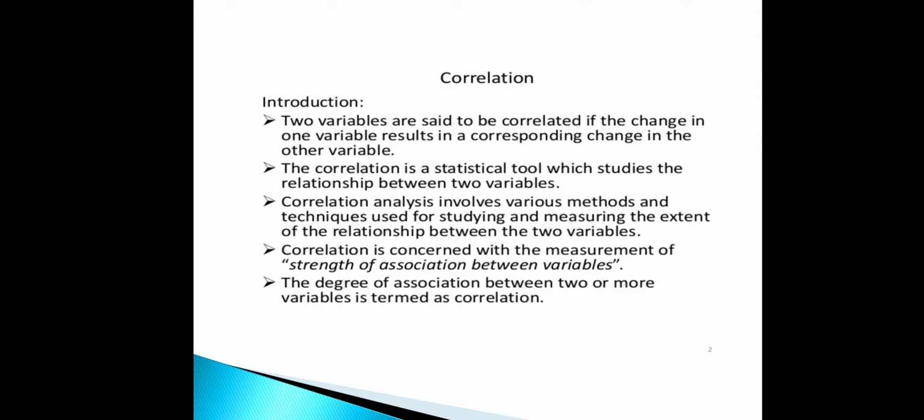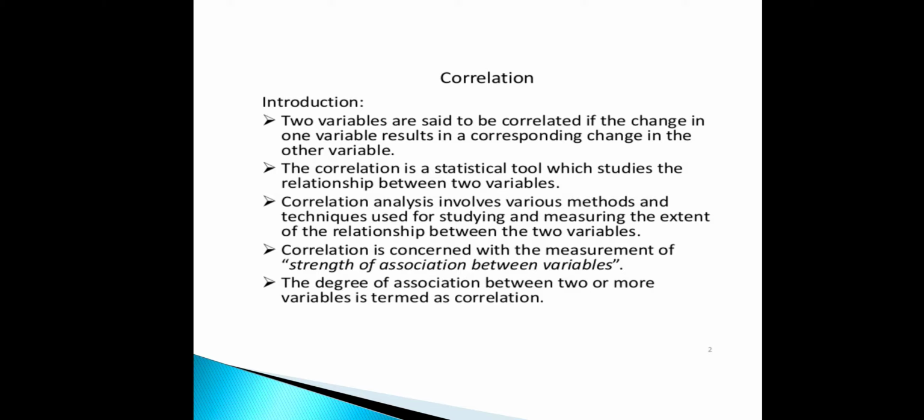Next, in this module, mainly you study correlation and regression. Correlation is what? Correlation is a study of relationship between any two given variables. Two variables are said to be correlated if a change in one variable results in a corresponding change in the other variable. Correlation is a statistical tool which studies the relationship between two variables. It always involves an analysis using various methods and techniques to study and measure the extent to which the relationship between the two variables exists.